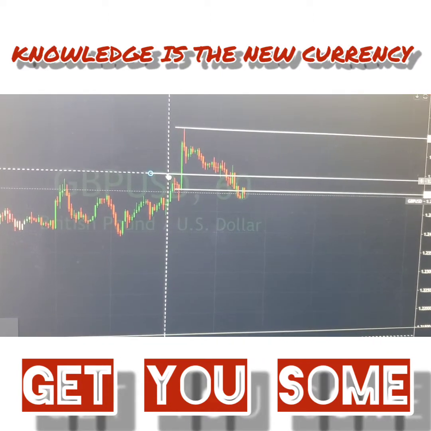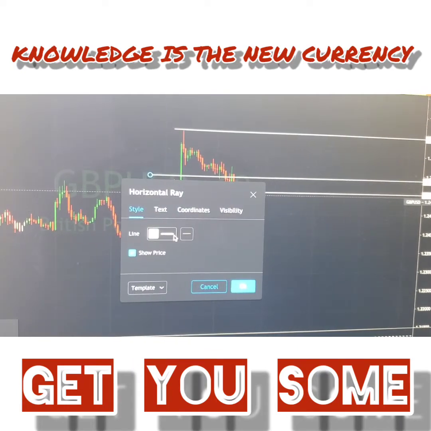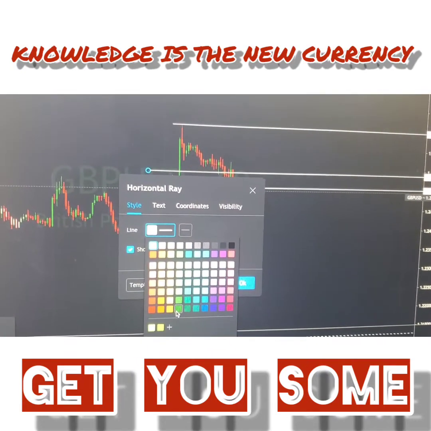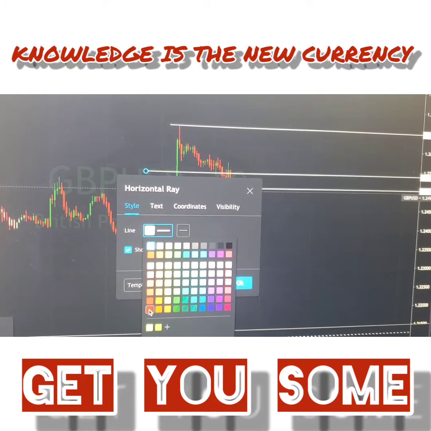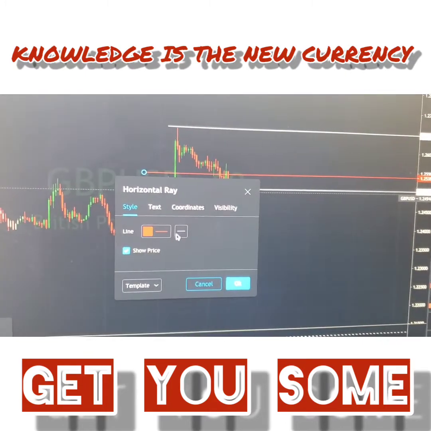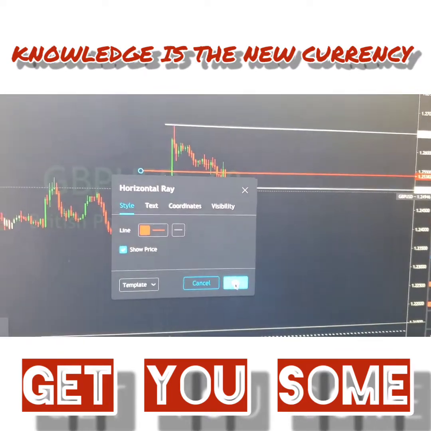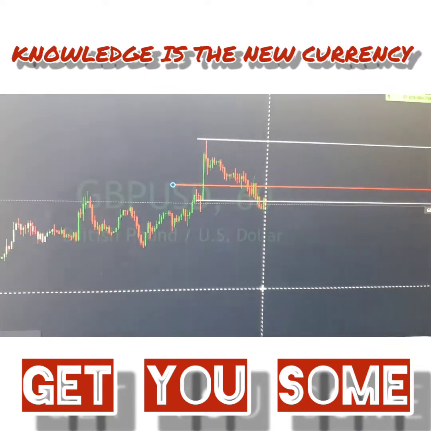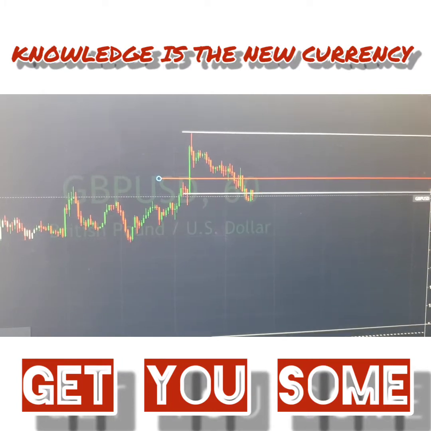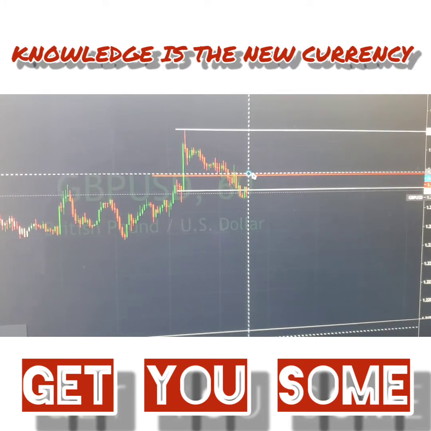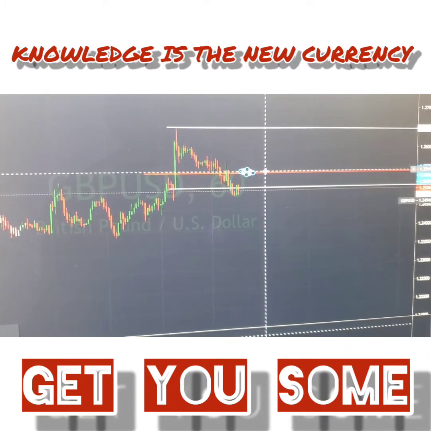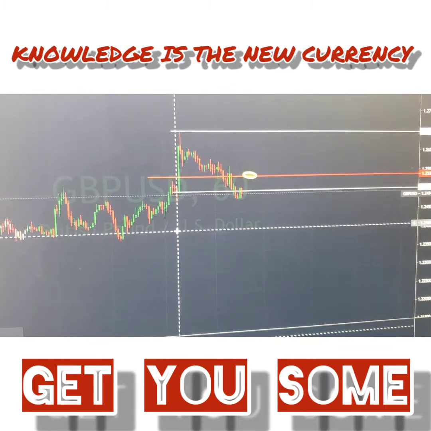But I would change this color right here to an entry color. I would say red because I'm taking a sell. So I'm going to change this to a red entry color. That lets me know when the market comes back there, I'm looking for a sell. Now, I'm going to mark my entry right here, and then this 25 to life is completed.